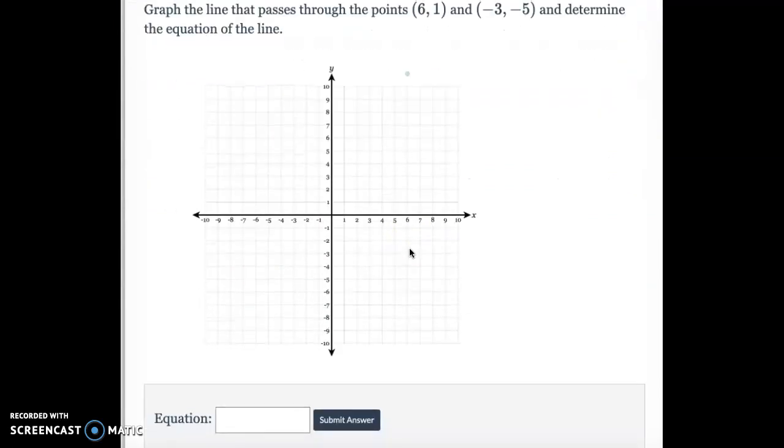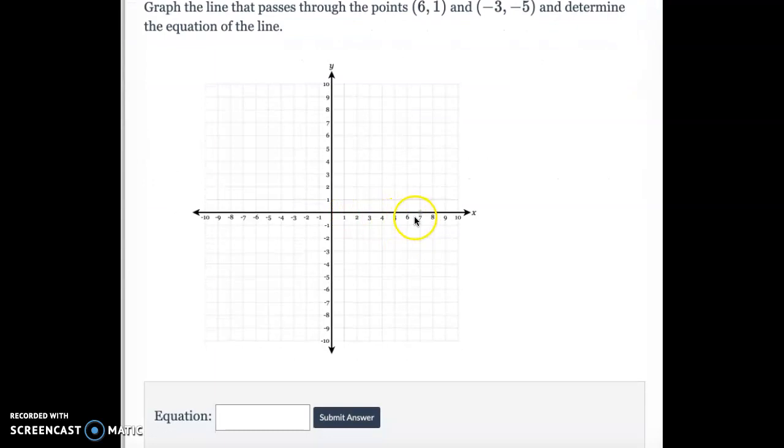Next problem. So now our points are going over 6, up 1, over to -3, down to -5. So again, we're going to have a y equals something times x plus or minus something else. We look at where our line crosses the y-axis. That will be our y-intercept. That's just right here at -3.